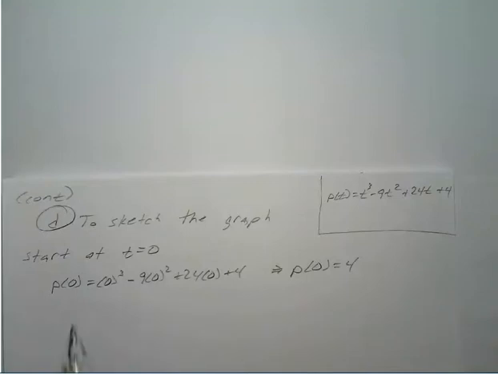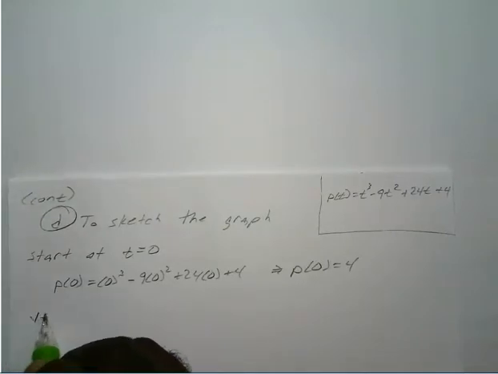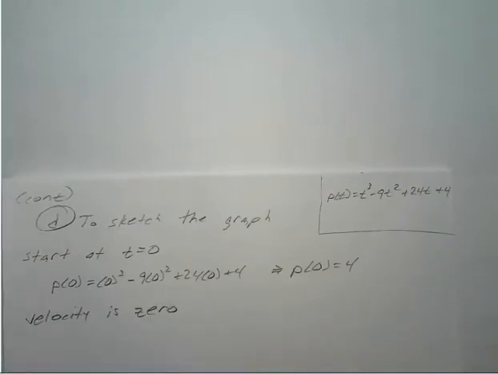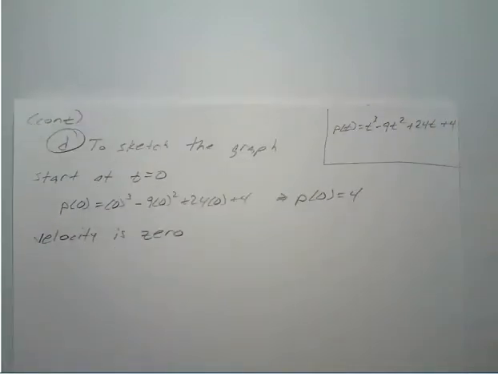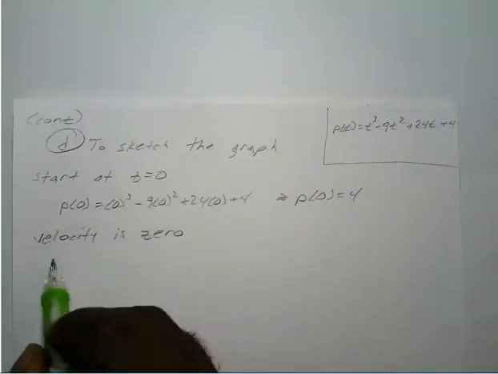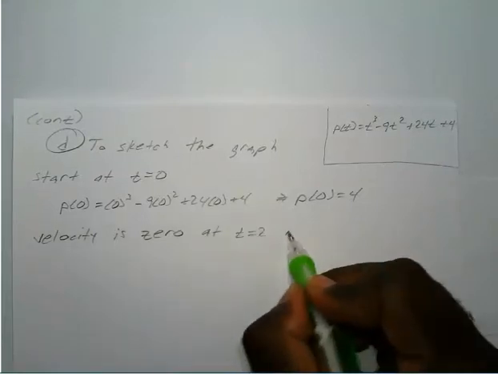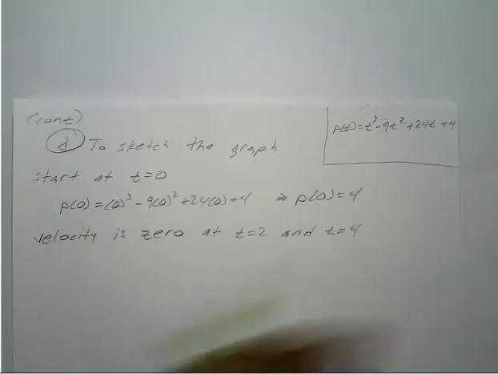So we know where we're starting. Now we're going to go to where our velocity is equal to 0, because remember, when our velocity is 0, that's when we've stopped. We want to find out where we stop, and we know it's at t equals 2 and t equals 4.